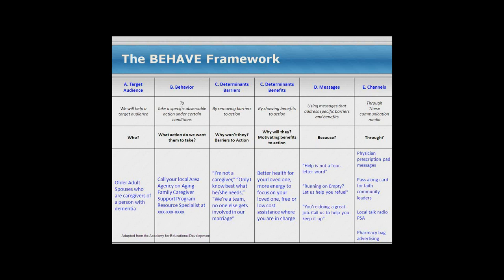Now, with the channels, physician prescription pads, for example, we definitely think that's a good way. We know that the faith community and the medical community have great credibility, and a lot of caregivers listen to that. But you also need to be sure that physicians and faith community leaders are an audience. If we're using channels that rely on others to be successful, like physician practices, faith communities or pharmacies, they too must be a target audience. Your desired behavior for them is to share the pass-along card or refer their patients to community services.